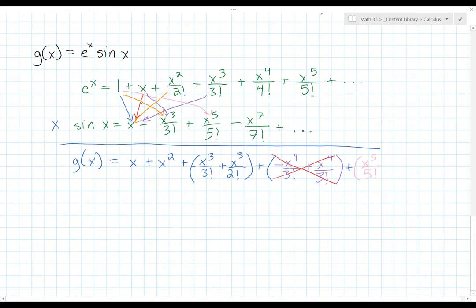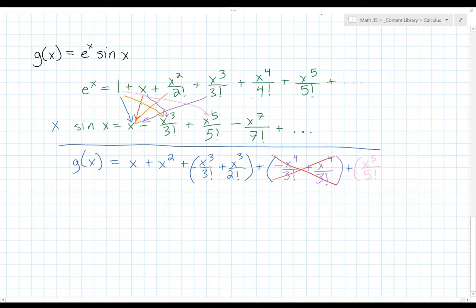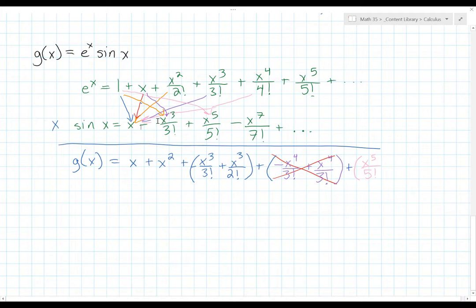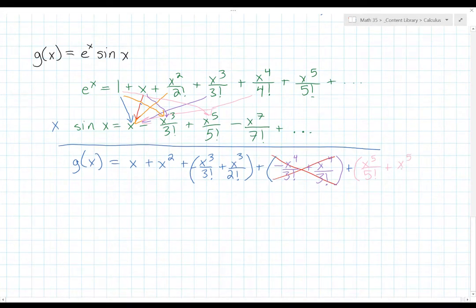A degree 5 can come, so I have a constant by a degree 5. I can have a linear by a degree 4, but the linear in e to the power of x can't multiply with a degree 4 in sine. So the linear in sine multiplied by the degree 4 in e to the power of x. So that's going to give me x to the power of 5, sorry, over 4 factorial.